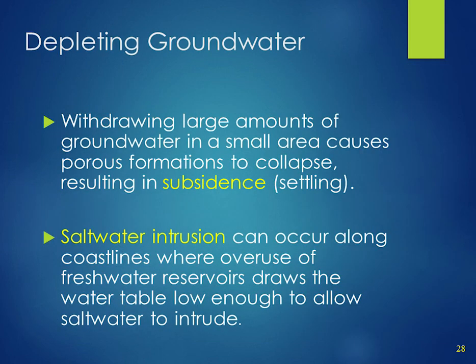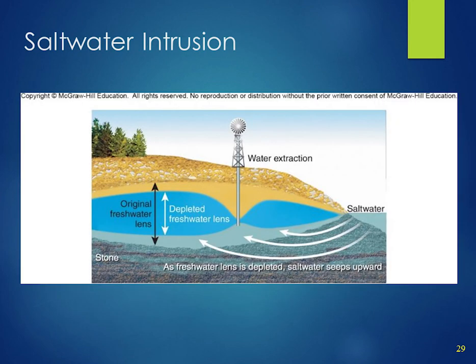Depleting groundwater. Withdrawing large amounts of groundwater in a small area causes porous formations to collapse, resulting in subsidence, settling. Saltwater intrusion can occur along coastlines where overuse of fresh water reservoirs draws the water table low enough to allow saltwater to intrude. An illustration of saltwater intrusion.